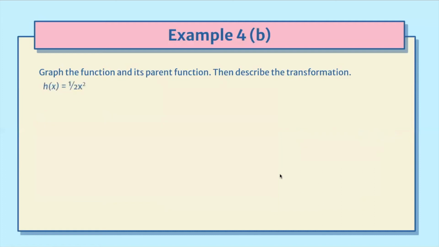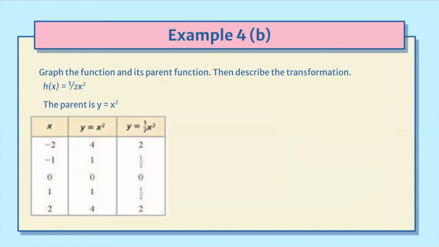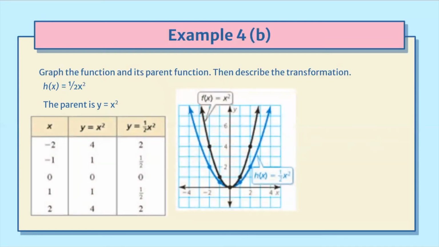Now we're going to graph h of x equals 1/2 x squared. Parent is y equals x squared. Here are the points for both. And here is the graph.